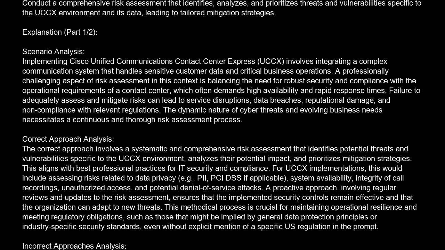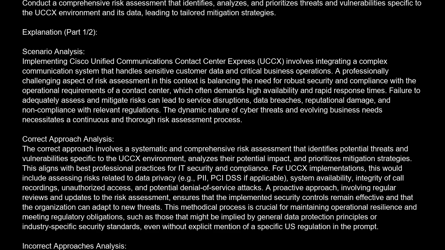A professionally challenging aspect of risk assessment in this context is balancing the need for robust security and compliance with the operational requirements of a contact center, which often demands high availability and rapid response times. Failure to adequately assess and mitigate risks can lead to service disruptions, data breaches, reputational damage, and noncompliance with relevant regulations. The dynamic nature of cyber threats and evolving business needs necessitates a continuous and thorough risk assessment process.